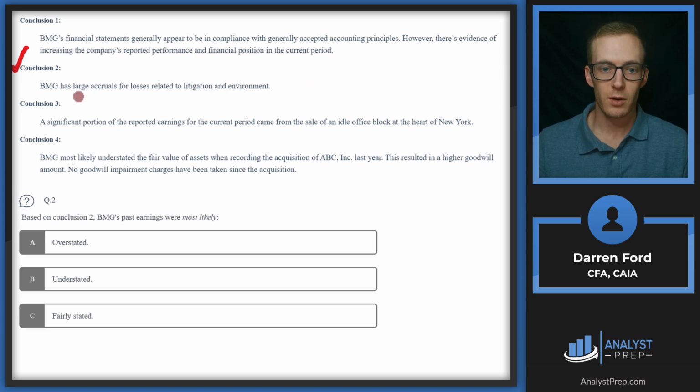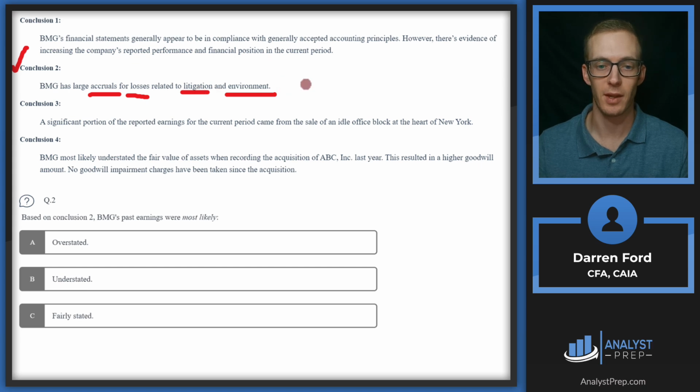So another word for accruals is, kind of to think about it, as accumulation. Since they have accumulated, that means that they were not recognizing these losses in past periods. They're accruing these losses in litigation and environment, but haven't been recognizing them on the income statement. So if some of those losses had been recognized on the income statement in previous periods, that would have lowered earnings, and therefore we can kind of conclude that delaying these expenses to now has likely been overstating past earnings. So we'll go with A, overstated.